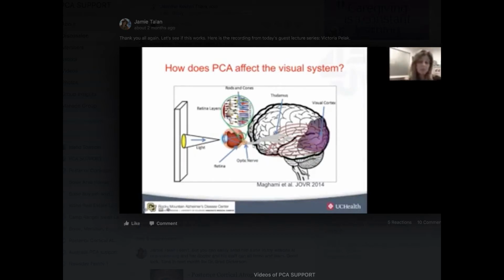And the optic nerve is really an extension of the brain, or part of the brain, as is the rest of the eye, or the retina. So the rods and the cones and the optic nerve are part of the retina.